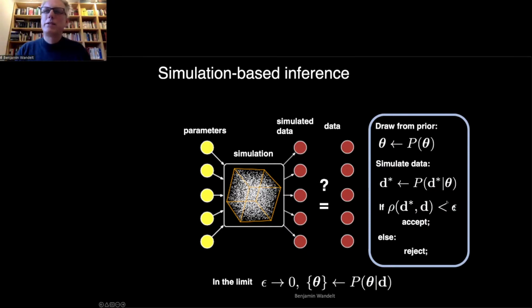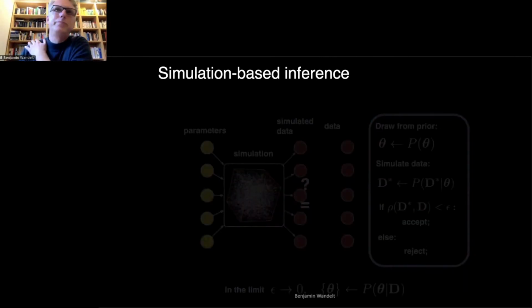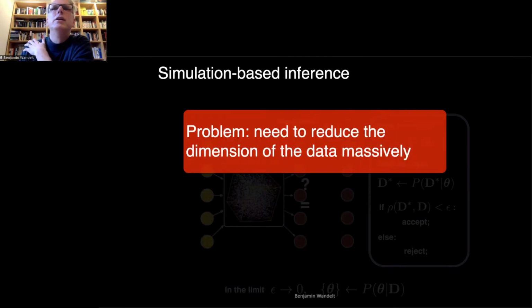So typically what had to happen was you had to choose a very, very large epsilon. So to be very permissive that you accepted data, even simulated data, even when it wasn't really a good match to the true data, to get anything at all. So then you typically still get good posteriors, but they're just very wide and not very informative. They're not wrong, but it's a very lossy thing then. So the problem, therefore, is to reduce the dimension of the data massively.